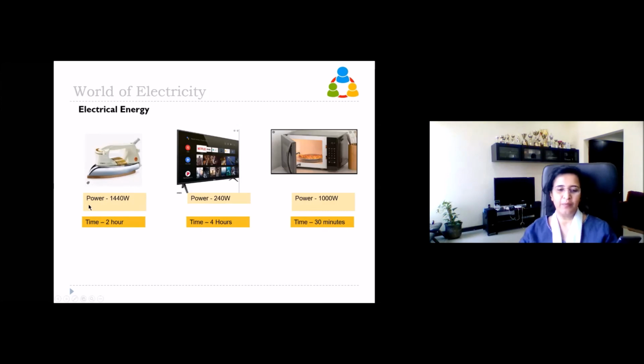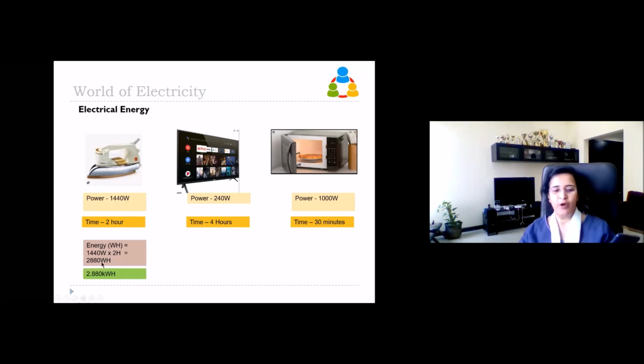The electrical power is 1440 watts and time is 2 hours. So it is multiplied by hours only, because we can say watt hour. So Hrithikesh is writing 2880, that is 1440 multiplied by 2. That's right, Hrithikesh. Energy is equal to 1440 multiplied by 2 hours, that is called watt hour. Okay, 2880 watt hour.